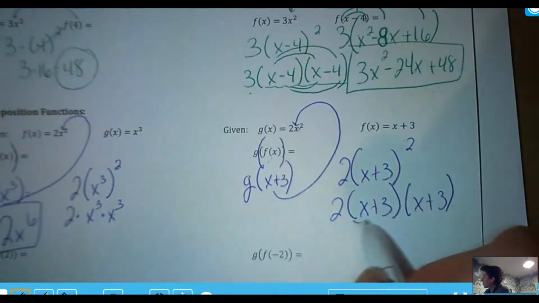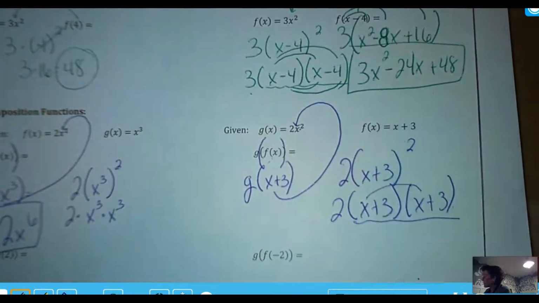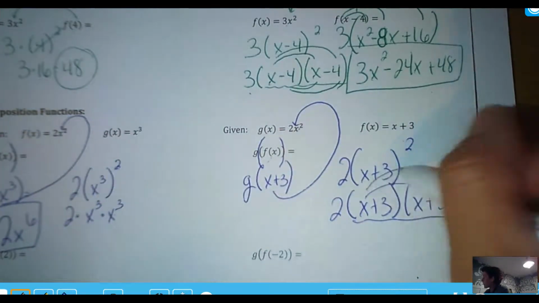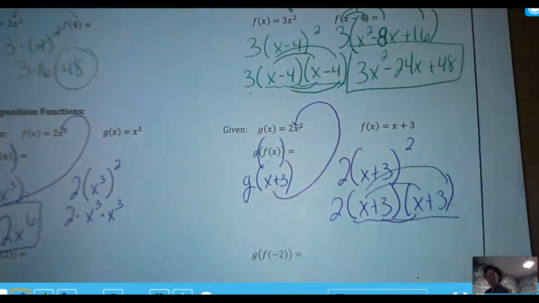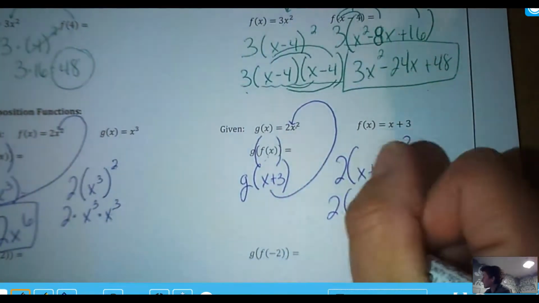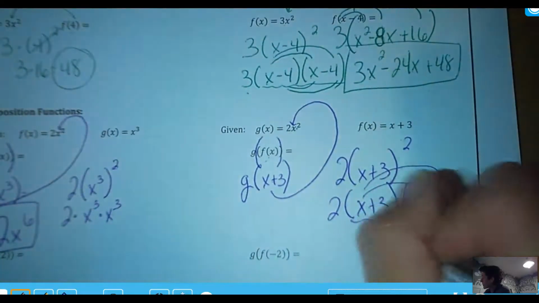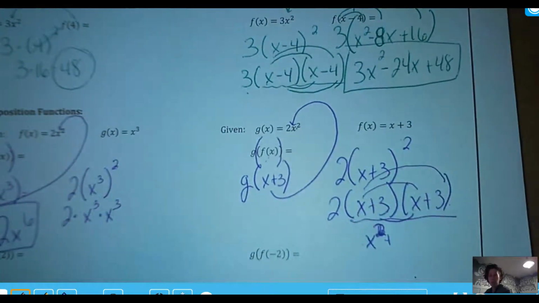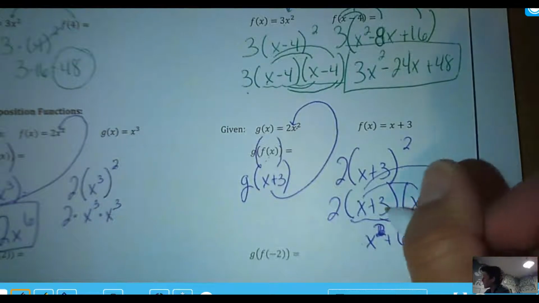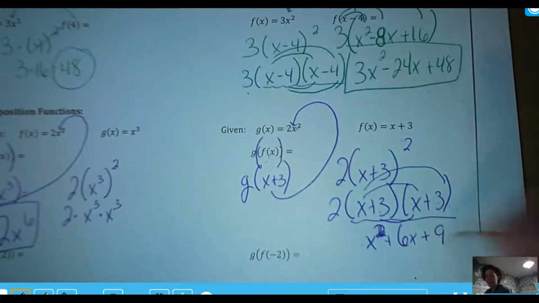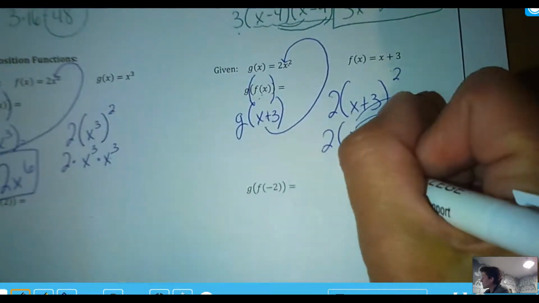I like to start with the parentheses, and I get x squared. And then I get a 3x, but then I get another 3x, and those 2 3x's will make a 6x. So this is x squared. And now I have a 6x, and when I multiply 3 and 3, I get 9. And then I don't want to forget the 2.